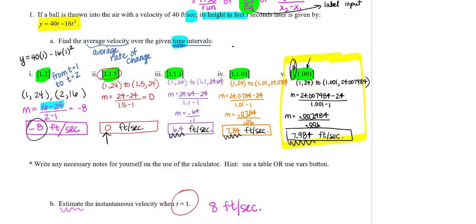And so what I can see is that I was negative, then 0, and then positive, and I can see as I'm going through those 5 average velocities that I was actually getting closer and closer to 8. Well, I bet if you did from 1 to 1.0001, it would be even closer to 8 feet per second. Okay?